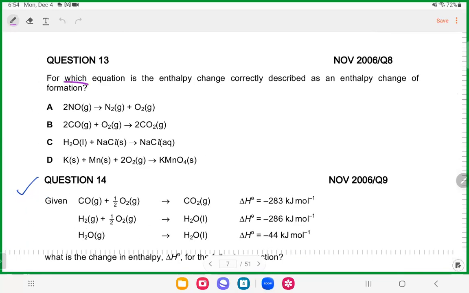एंथैल्पी चेंज ऑफ फॉर्मेशन, which equation represents the enthalpy change of formation? हम कर चुके हैं क्वेश्चन. A, B, C, D. A no, B no. Why no? Because on the left hand side there must be elements. Only in D you can see potassium, manganese, oxygen are elements and 1 mole of KMnO4 is formed. ठीक है?